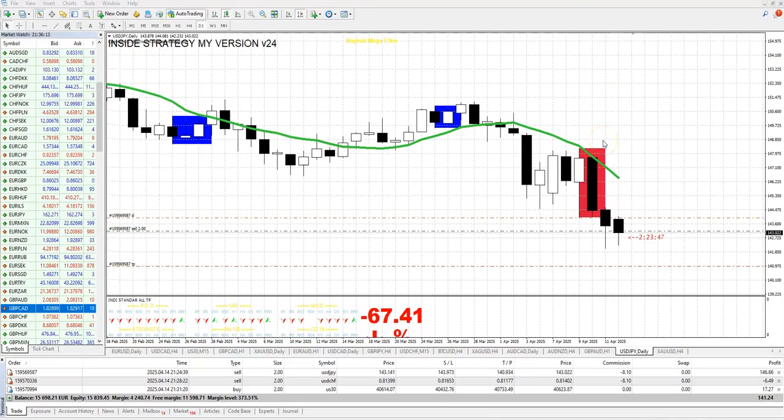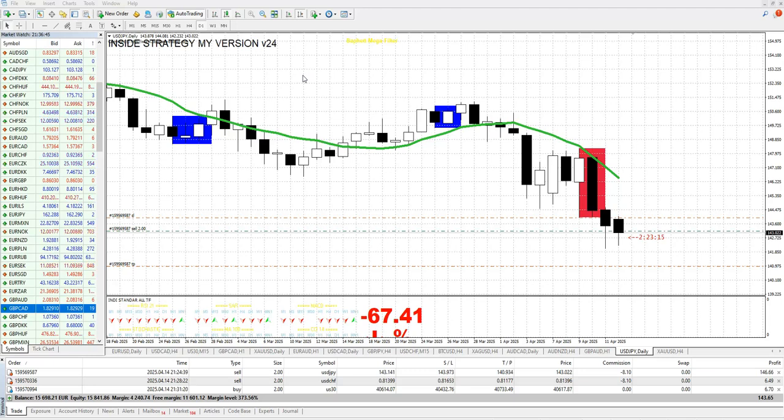I just have some spare time and I want to show you another strategy which I have on my web page, which I am using. So this is Inside Strategy, my version from last year. Why my version? Because there are several similar systems, but this is my own system version.